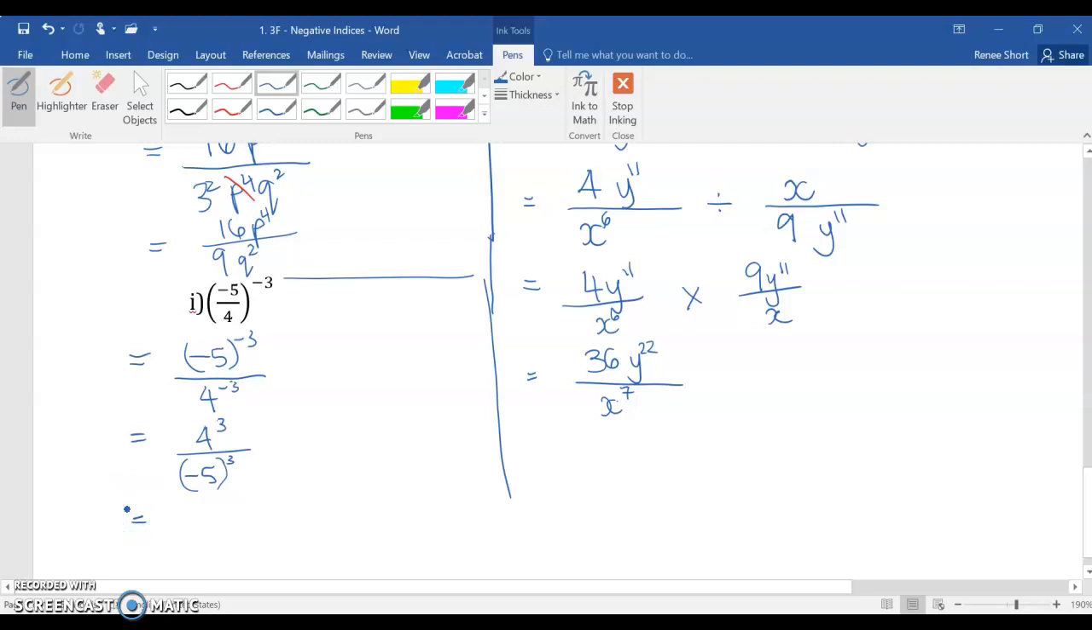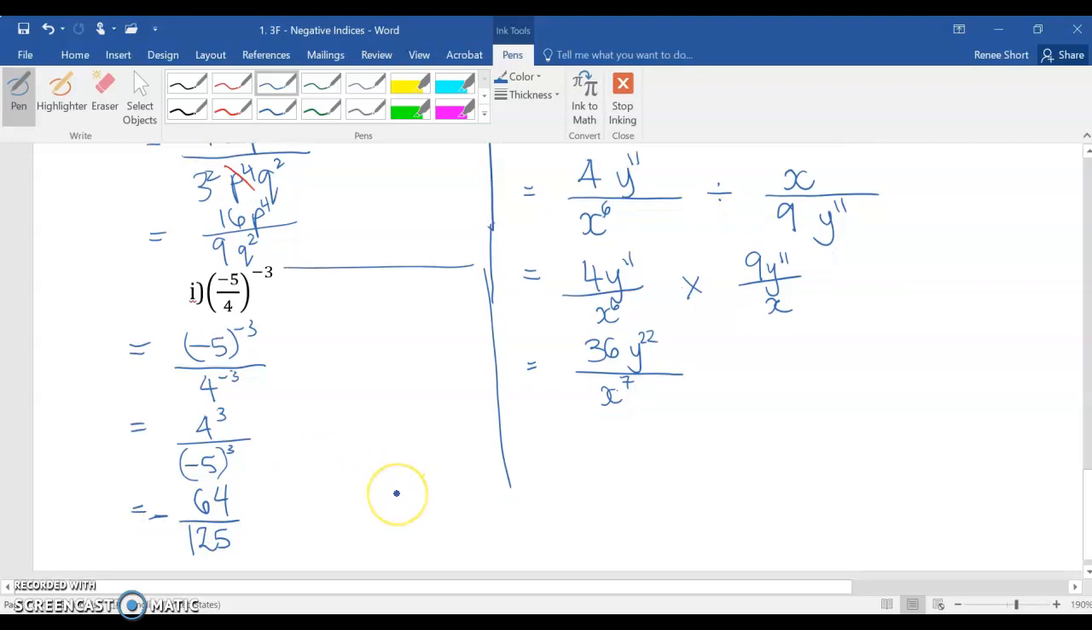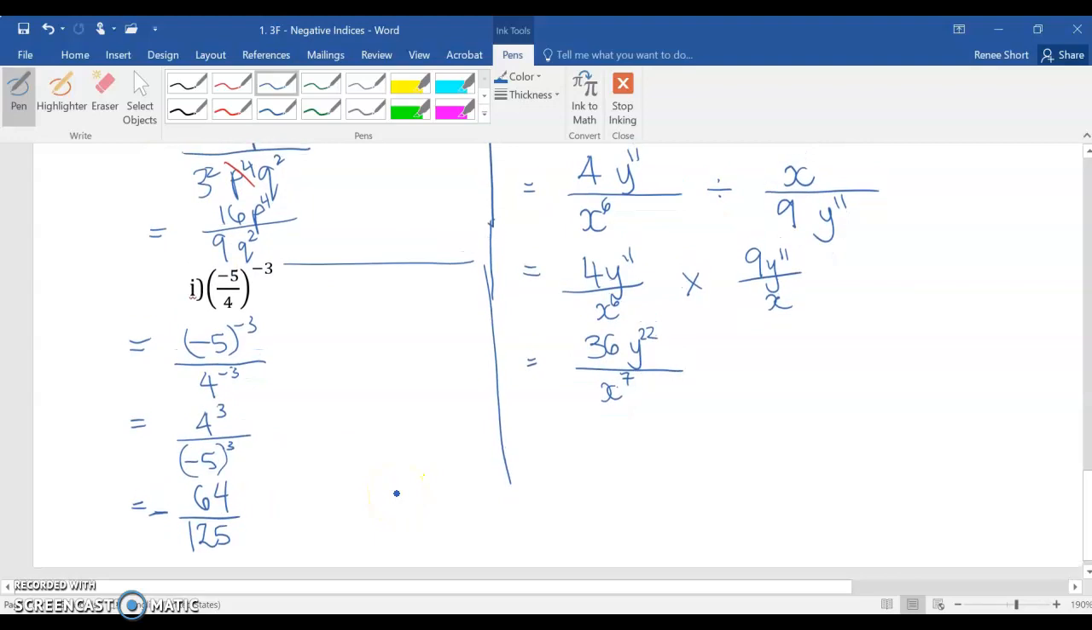4 cubed means 4 times 4, which is 16, times 4 again, which is 64. And negative 5 cubed means I do negative 5 times negative 5. That gives me positive 25. But I have to multiply that by negative 5 again, which is a negative 125. So I'm going to write 125 here, but I am just going to put the negative sign at the front of my fraction. So my final answer to this one would be negative 64 over 125.